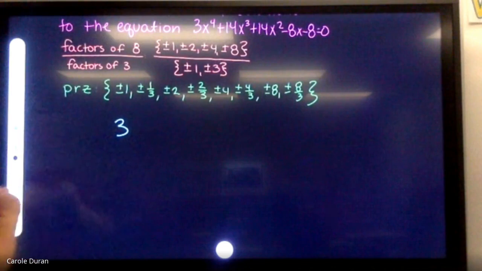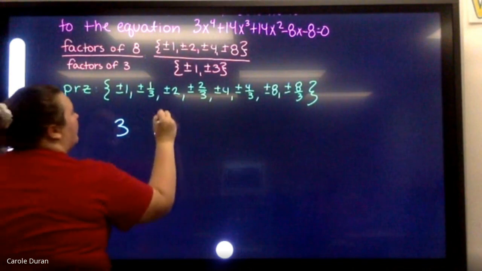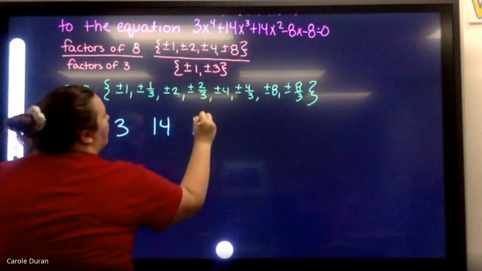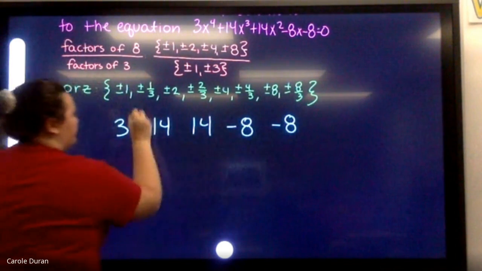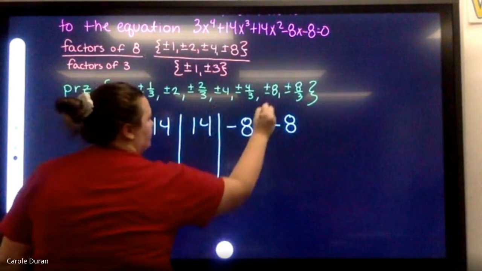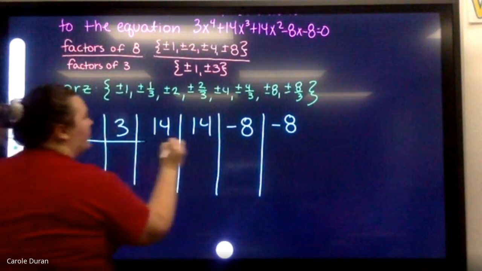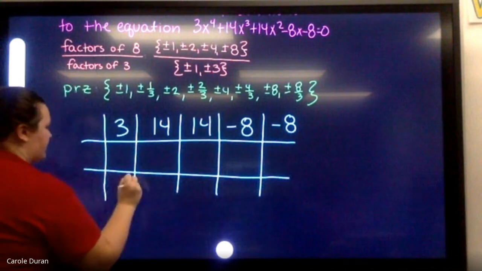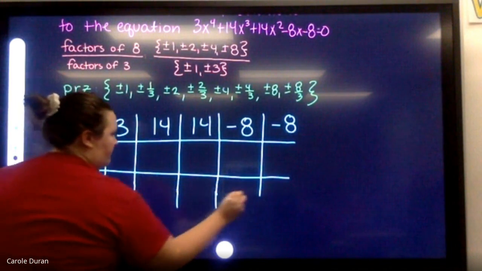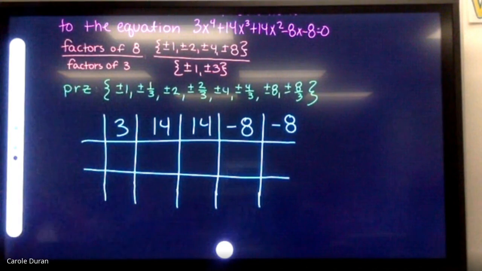Okay, synthetic division. Make sure we're not skipping any terms. I have 3, 14, 14, negative 8, negative 8. We are doing synthetic division to start dividing these out and seeing if any come out to be factors or bounds. I heard 8, so now we're doing 8.